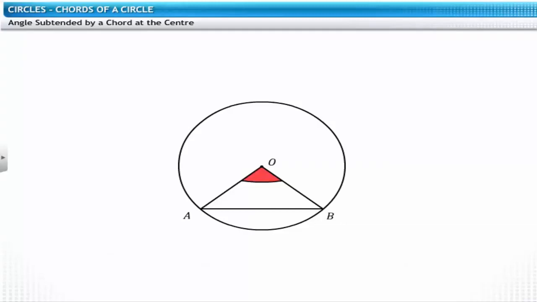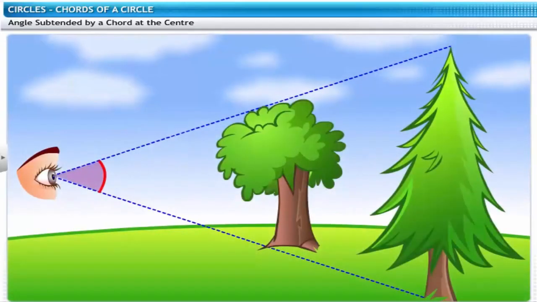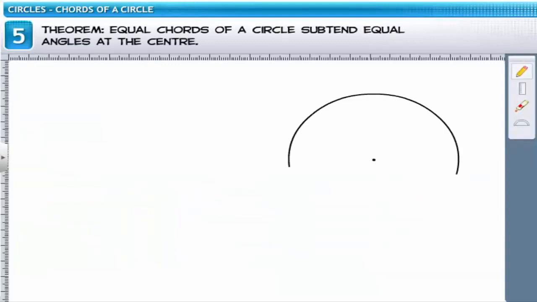What do we observe? As the chord AB moves closer to the center O, it increases in length. The angle subtended by AB at O also increases as the chord AB moves closer to the center O. As the chord moves away from the center, its length and the angle subtended by it at the center decrease. Remember, we discussed that objects that appear equal in size subtend equal angles to our eye. Let us see if this is true for equal chords of a circle.